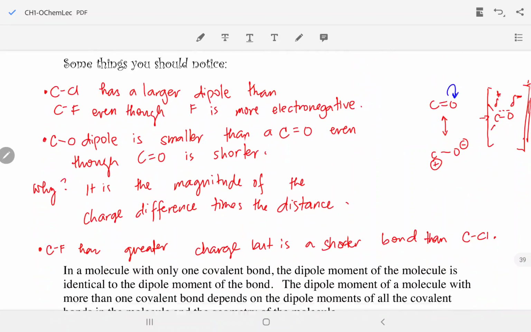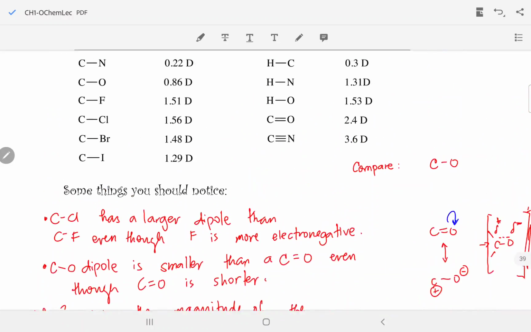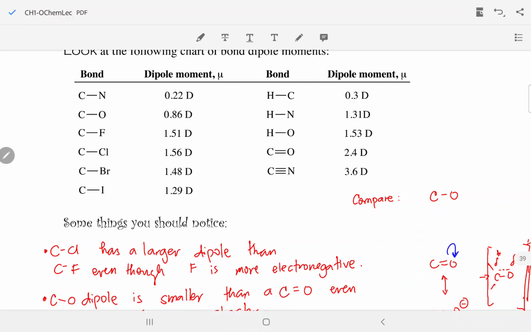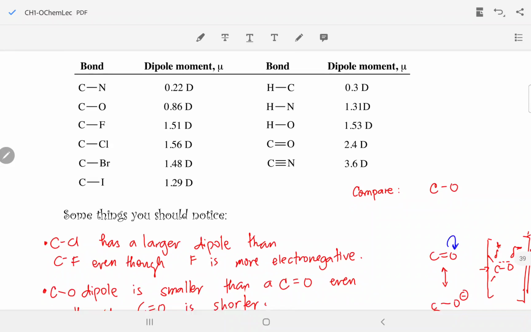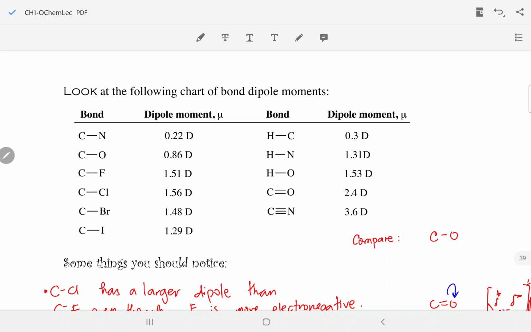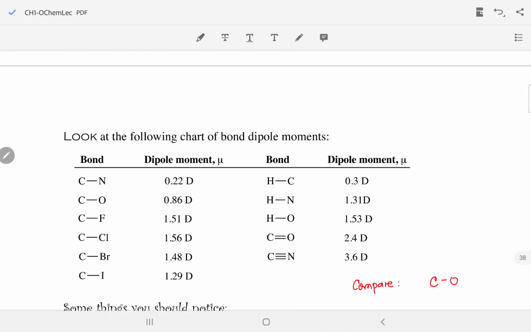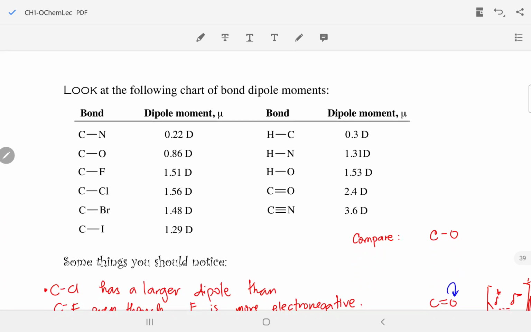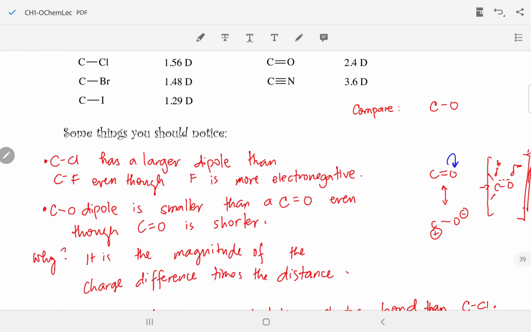So this table indicates the different dipole moments between these specific bonds: CN, CO, CF, CCl, CBr, CI. Okay, so there are some things that we need to consider though.